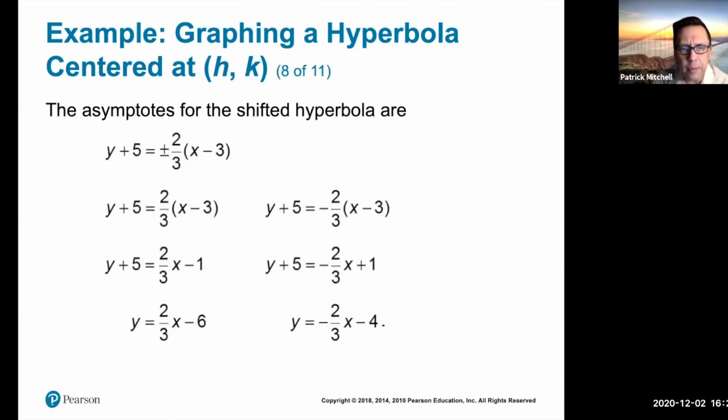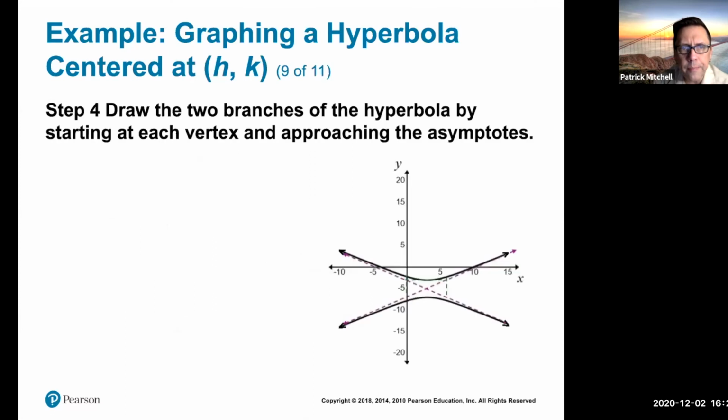Okay, so we'll skip over this. I don't think we need this. All right, so now we draw our hyperbola by starting at each vertex and approaching the asymptotes.